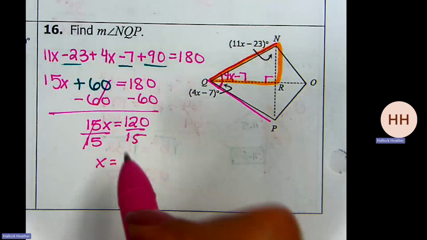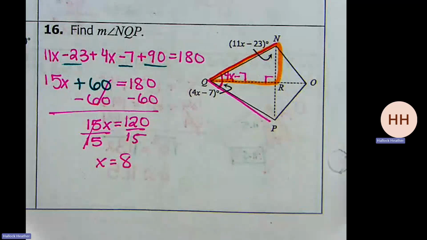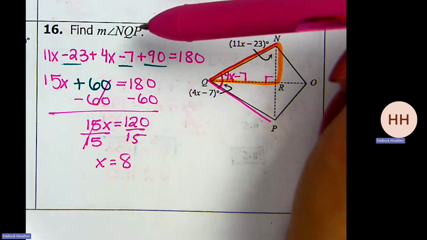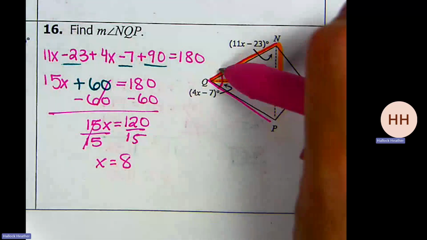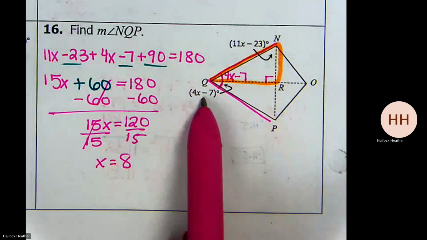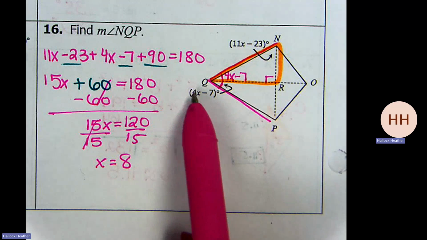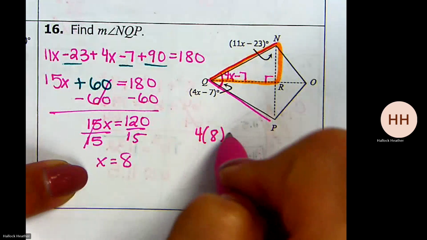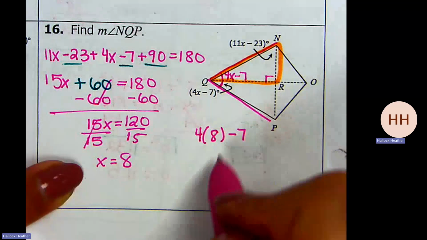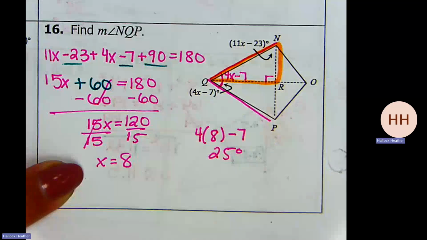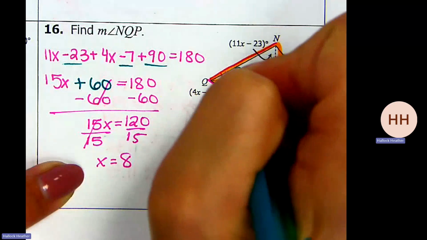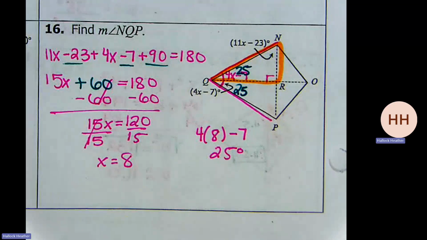Was it 8? So if I plug it back in, this is where I was talking about N to Q to P. It's talking about the whole angle. NQP is this whole thing. So I'm going to plug it in, and I'm going to multiply by 2. That makes 25 degrees, but this is 25. This is also 25. So the whole thing is going to be 50 degrees.